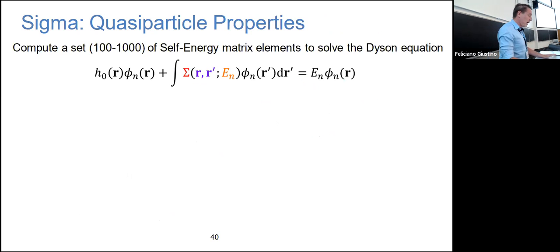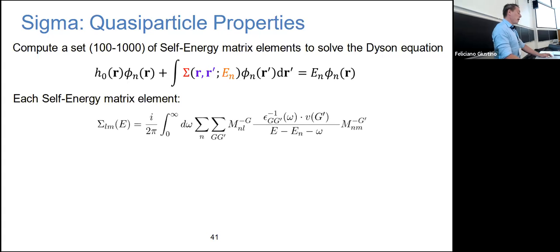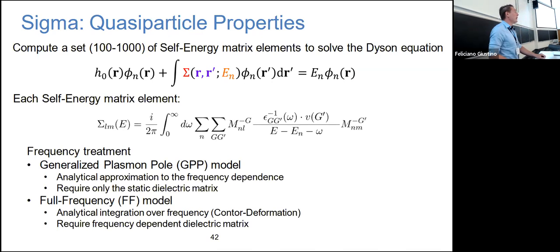Sigma computes a set of self-energy matrix elements, depending on system size, 100 to 1,000, in order to solve the Dyson equation. There are different levels of theory at which you can solve the Dyson equation, and I think Zheng Lu in the previous talk already covered some of these approaches. In general, the expression for evaluating each of the self-energy matrix elements is given here. That implies an integration over frequency, and we have two different ways to handle the frequency dependence in BerkeleyGW.